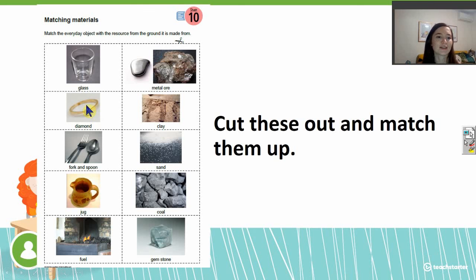I won't give you the answers, but the next one's a diamond. So is that made out of metal or clay, sand, coal, or a gemstone? And you've got fork and spoon. So would that be made out of metal or clay, sand, coal, gemstone? You've got jug, so you need to match that up, what that would be made from. And fuel, which one would that be made from? So pause the video and cut those up and then glue them into your scrapbook so that they line up, matching the one that they are made from.